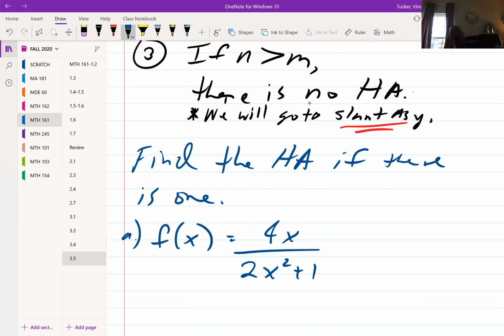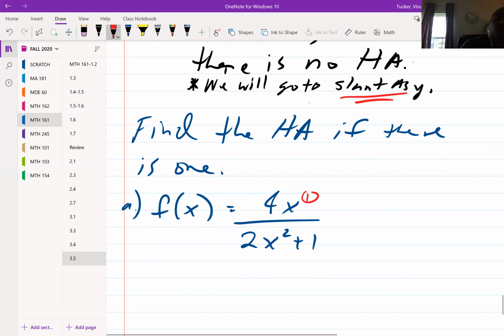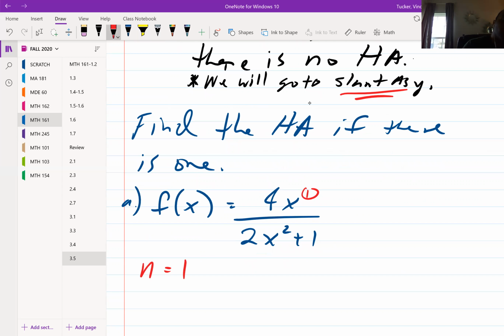All right, first one, we have f of x is equal to 4x over 2x squared plus 1. When you don't see an exponent, remember we're looking at our exponents, that's going to dictate which scenario we're in. If you don't see an exponent, remember they assume there's a 1 there. So n is equal to 1, m is equal to 2.